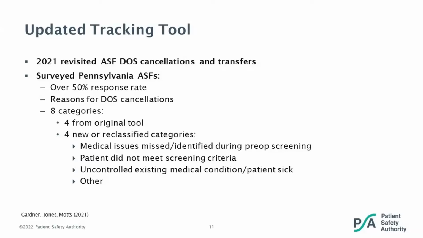So in the previous one, we did not have a separate identification for medical issues missed or identified during pre-op screening, which part of that came from this project looking at new onset AFib. Patient did not meet screening criteria. That was not a separate choice in the previous tracking tool. Uncontrolled existing medical conditions, patient sick, and then we also added an other column.